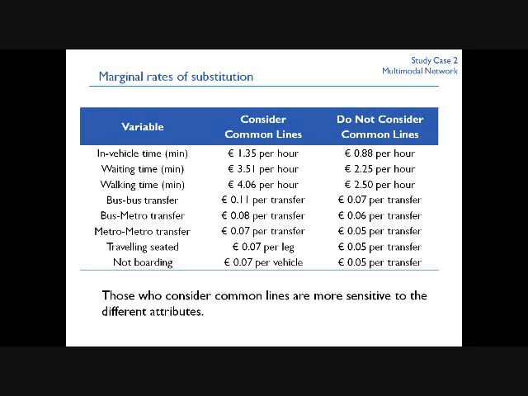For example, in this case in Santiago, we can see that people that consider common lines have a value of time of 1.35 euros per hour of in-vehicle, 3.5 euros of waiting, and 4 euros for walking. And all these valuations are higher than for the people that do not consider common lines. So you can see that there's actually a difference between both types of individuals inside the population. Their perceptions are different in terms of valuations.